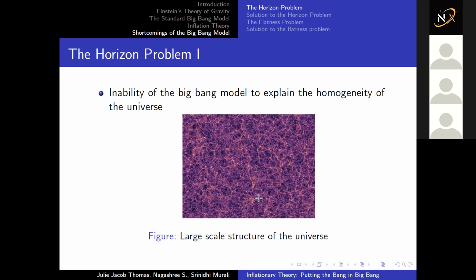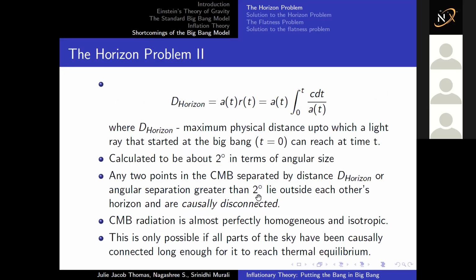So what we are seeing in the universe is a uniformity across extremely large scales, which would have taken lots and lots of time to reach that kind of uniformity. So how is that possible? Let's look into it some more. Before we go into that, first let's understand the concept of horizons.